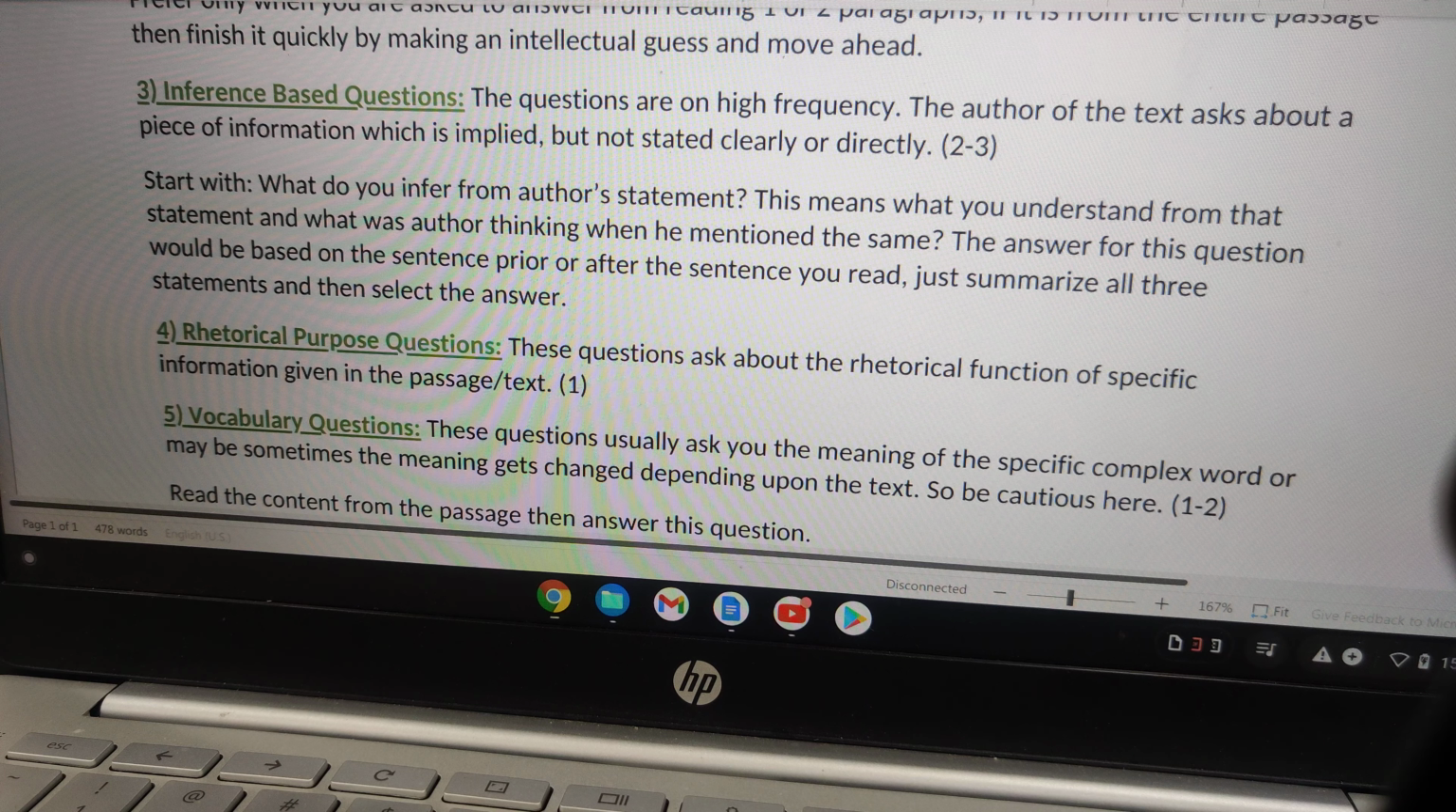Here the information would be implied, but it would not be stated clearly. Okay, now these questions usually start with: what do you infer from the author's statement? Okay, and you need to understand what the author must have thought while mentioning this fact. Right, they are usually 2 to 3, but these are high frequency questions, important ones.